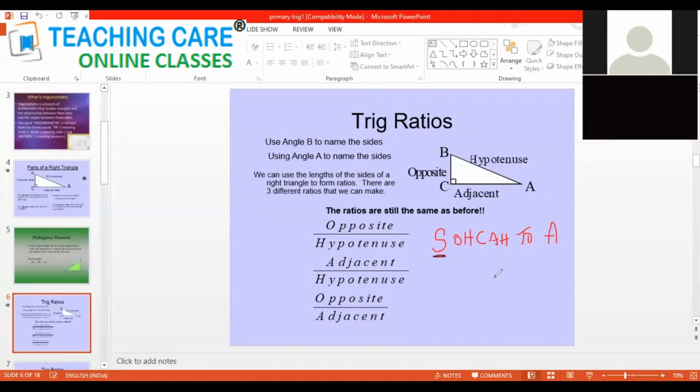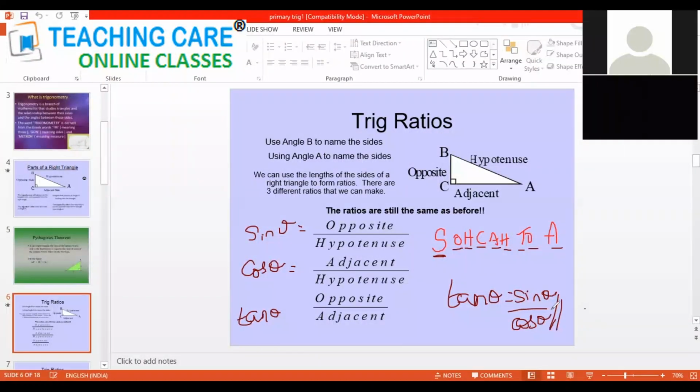S stands for sine, opposite side over hypotenuse. Cosine is adjacent side over hypotenuse. Tangent is opposite side over adjacent. So if you remember SOH-CAH-TOA, then you know the trigonometric ratios: this is sine theta, this is cosine of theta, and tangent of theta. Always remember that tangent of theta is nothing but sine theta over cosine. Understood? Got it? Till this, any doubts you have? No.